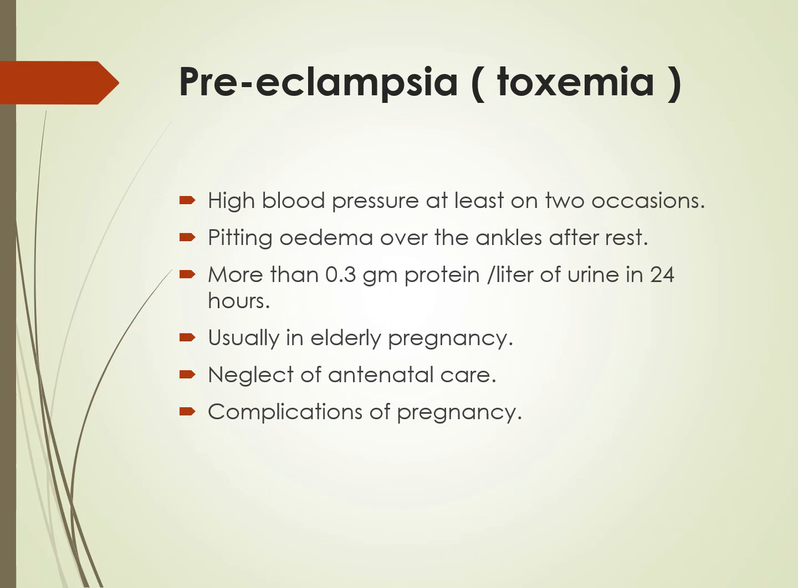And usually, it is more commonly seen in elderly pregnancies. Now, the definition of elderly pregnancies is different for many different regions, different countries. But roughly, you can say that the first pregnancy occurring after the age of around 35 years is usually considered an elderly pregnancy. So the chances of toxemia are a bit more in these elderly pregnancies. And then of course, neglect of antenatal care, like maybe no exercise or improper diet, improper lifestyle, not taking proper care of yourself during pregnancy, can be one of the reasons of toxemia.